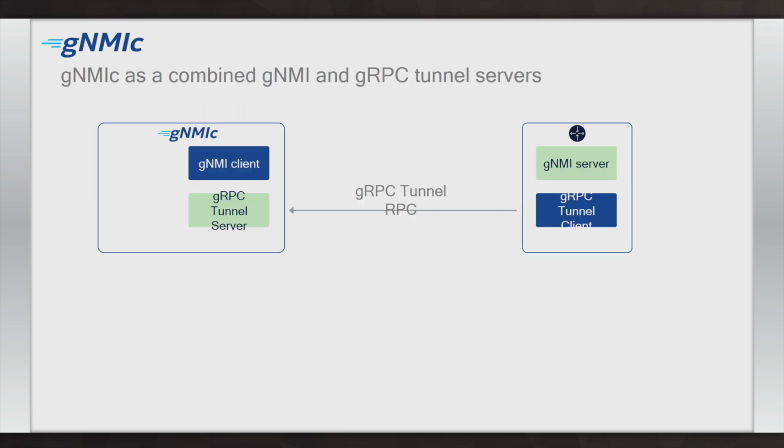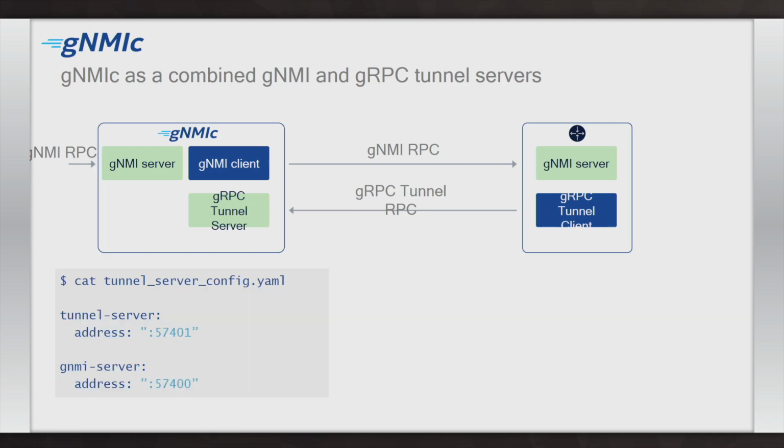You can combine both a tunnel server and a gNMI server. So gNMIc can also act as a gNMI server to which you can send gNMI requests, and it will proxy them towards multiple targets. So you can send a gNMI RPC there, and it will tunnel it over the established gRPC tunnel and send it to the correct gNMI server. So you enable both tunnel server and gNMI server, and then you specify the router you want to reach using the target flag.